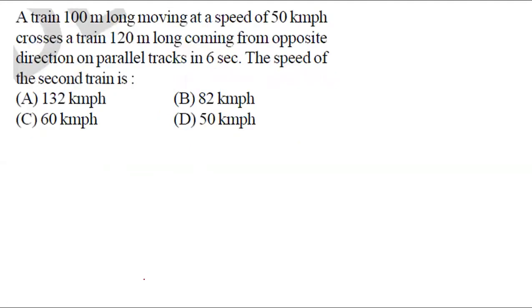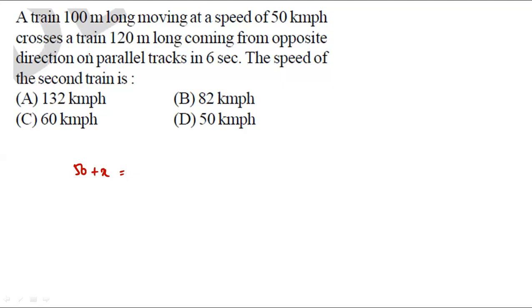A train 100 meters long, moving at a speed of 50 km per hour, crosses a train 120 meters long, coming in the opposite direction on the parallel rail in 6 seconds. What is the speed of the second train? Are they traveling in the same direction or opposite direction? They're traveling in the opposite direction. Therefore, I can say 50 plus x is the relative speed.